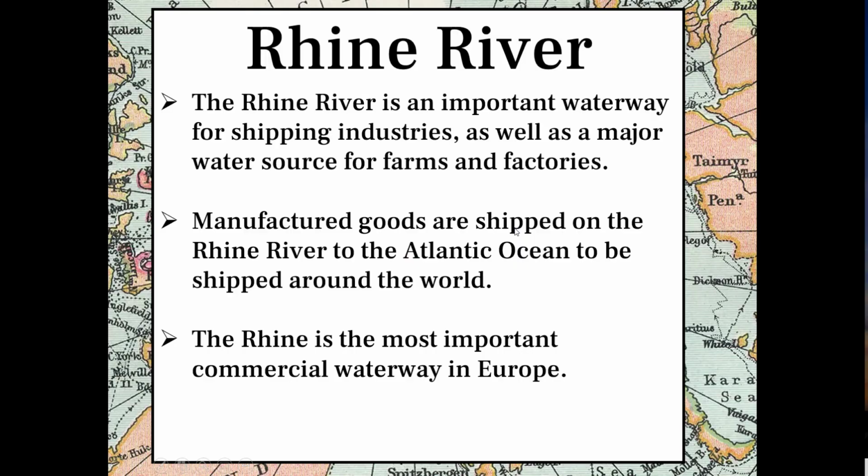Now, the Rhine River is an important waterway for shipping industries, and it's also a big water source for farms and factories. Manufactured goods are shipped down the Rhine River to the Atlantic Ocean to be shipped around the world. It is the most important commercial waterway in Europe, meaning it is used for trade quite a bit.